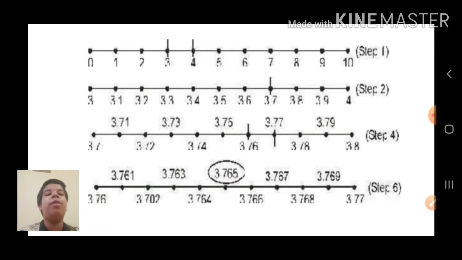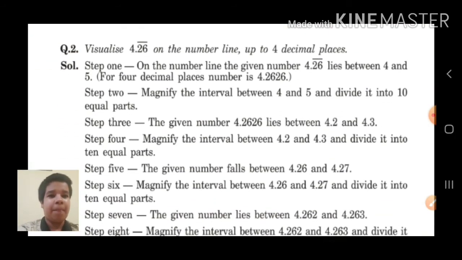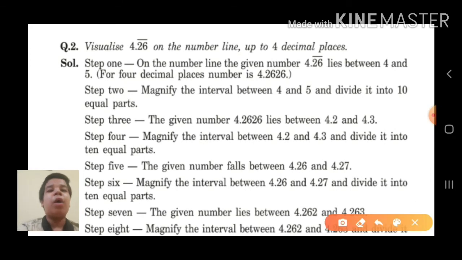Now let's move on to another question. Our question number 2 is: visualize 4.26 with a bar over it on the number line up to 4 decimal places. So we have to visualize 4.26 with a bar over it, which means that 26 is repeating, on the number line up to 4 decimal places. 4 decimal places means the number of decimal places should be 4. So that means the number would be 4.2626.